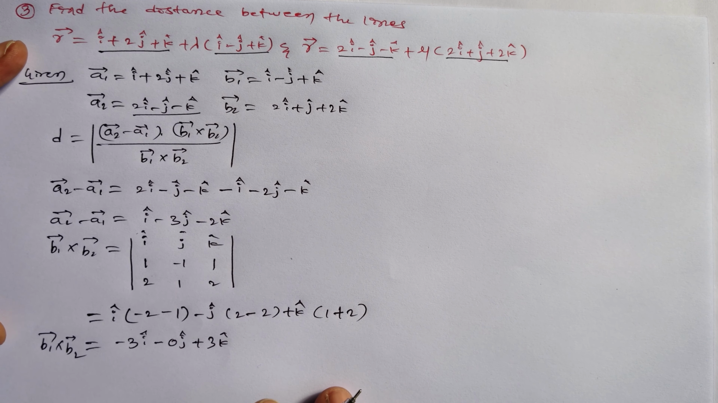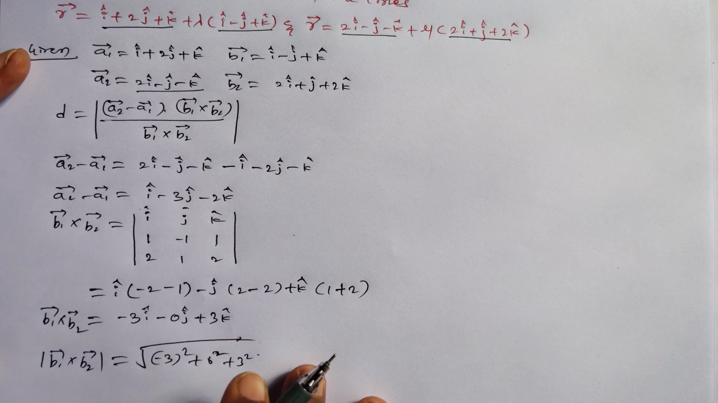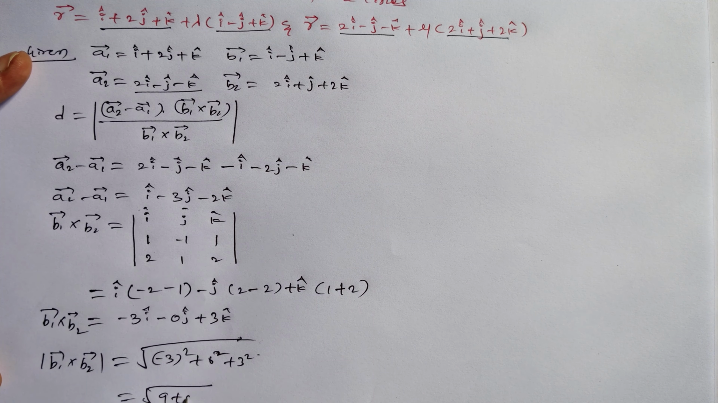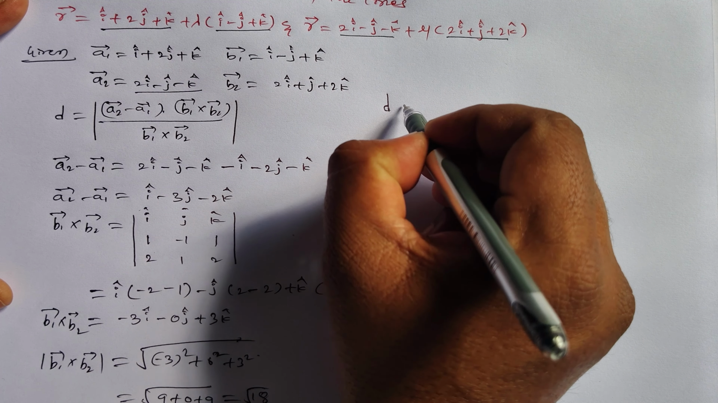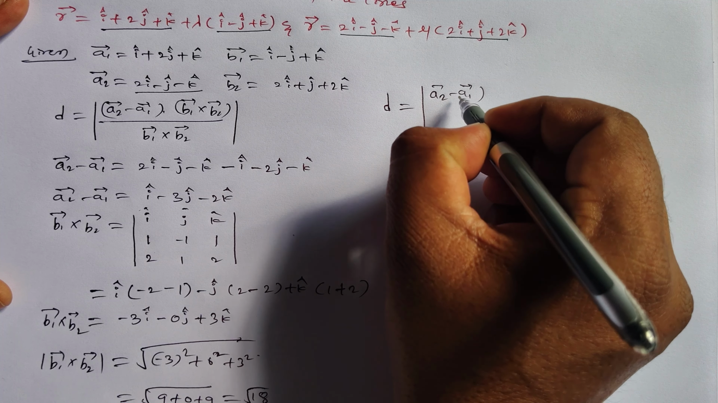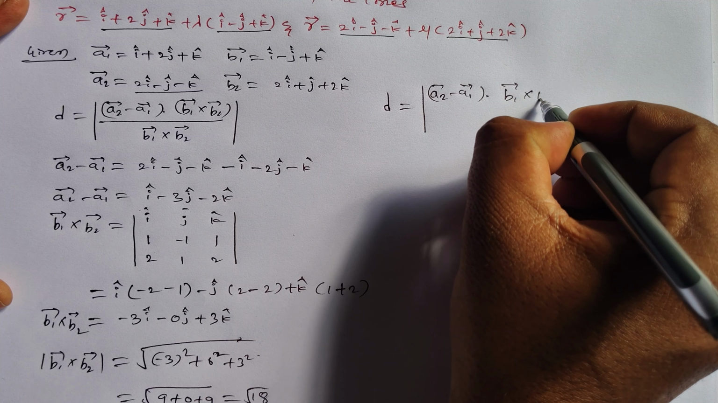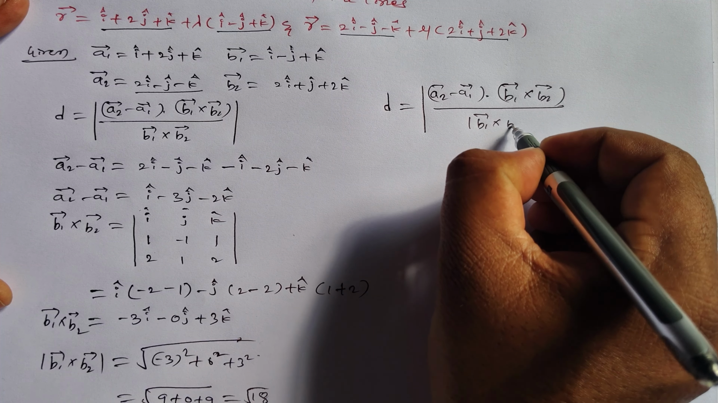Right, next, to find the magnitude of b1 cross b2, that is equal to root of minus 3 square plus 0 square plus 3 square. So 3 square becomes 9, plus 0, plus 9, and 9 plus 9 becomes root 18. Okay, right, see, next, you know the formula: D equal to (a2 minus a1) dot (b1 cross b2), divided by the magnitude of b1 cross b2.